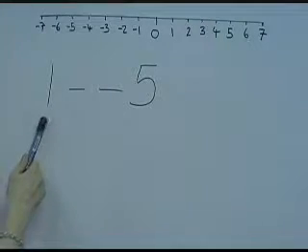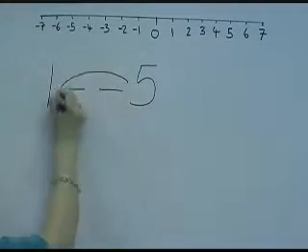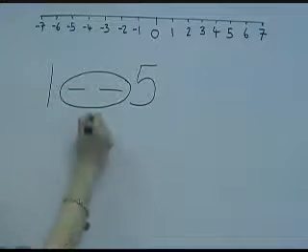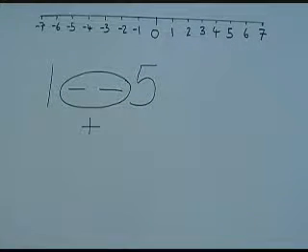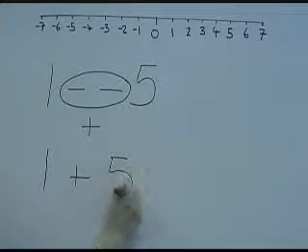This calculation is 1 take away negative 5. When I take away a negative number, I can circle these two signs and change them to an add. So this calculation becomes 1 add 5.